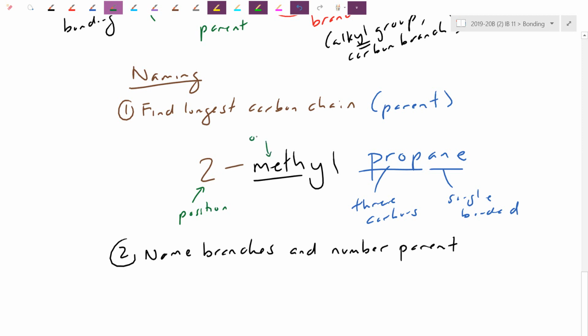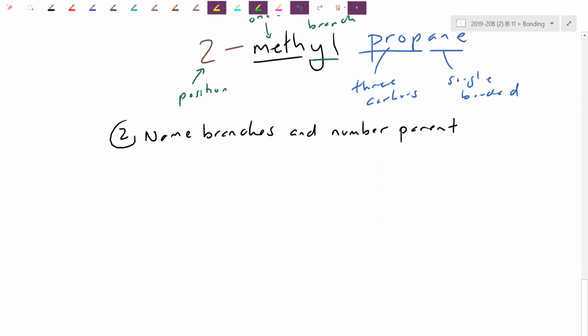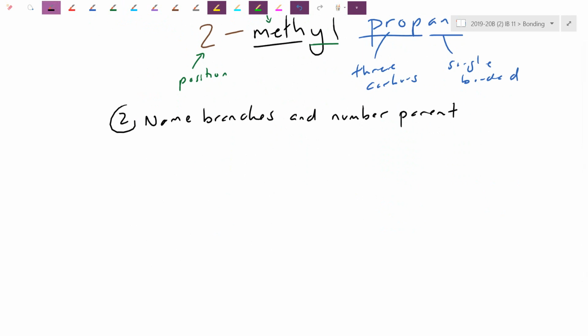The meth means I have a 1 carbon. The ending of it, the -yl, tells you that it's a branch. So we would have been a propane, except that on position number 2, we happen to have a 1 carbon branch. So let me go over some of these prefixes, and then we can practice some more here. Let's just count to 10: 1, 2, 3, 4, 5, 6, 7, 8, 9, 10.